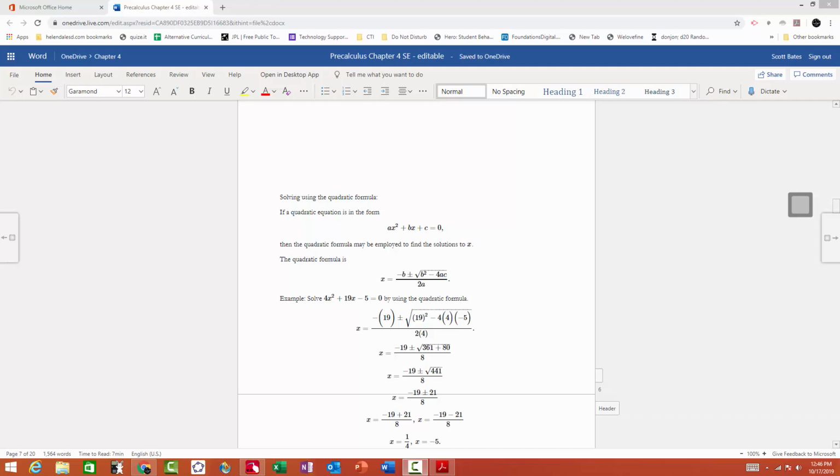Picking up from yesterday's lesson, we did completing the square yesterday, so today we're just using the quadratic formula, which I've heard quite a few of you sing or say.